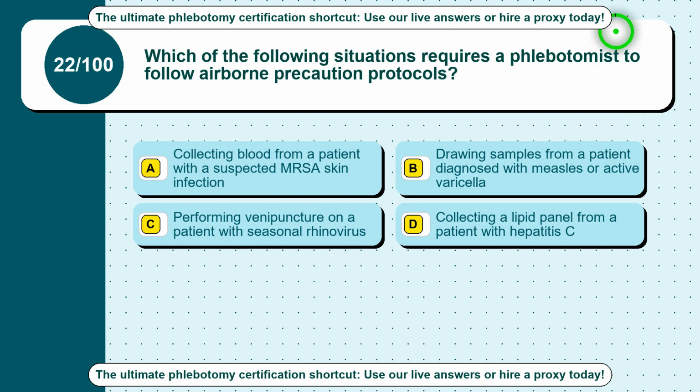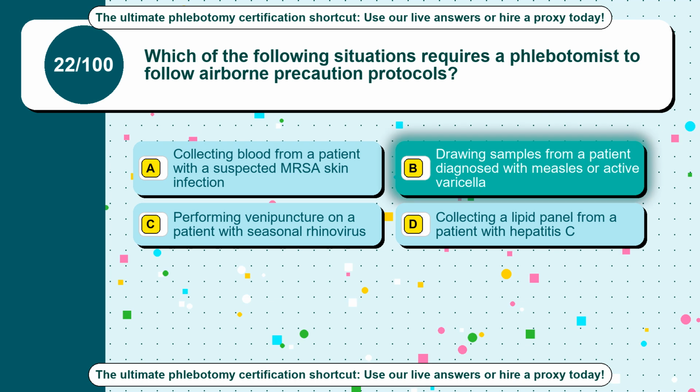Question 22. Which of the following situations requires a phlebotomist to follow airborne precaution protocols? Option A, collecting blood from a patient with a suspected MRSA skin infection. Option B, drawing samples from a patient diagnosed with measles or active varicella. Option C, performing venipuncture on a patient with seasonal rhinovirus. Option D, collecting a lipid panel from a patient with hepatitis C.